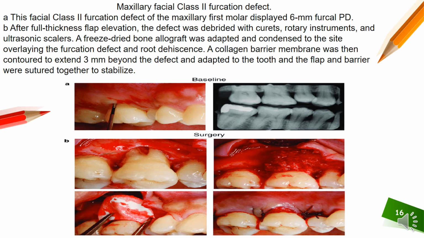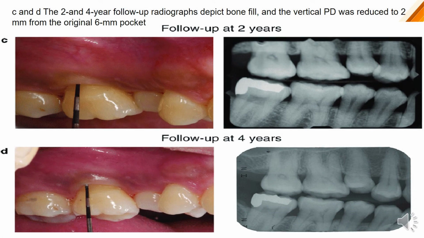A collagen barrier is then placed and extended 3 mm beyond the defect and adapted to the tooth, and the flap and barrier were sutured together to stabilize. This is the 2 and 4 year follow-up periods. Here we can see we have only 2 mm depth from the original 6, and this is after 4 years, which is a nice result.